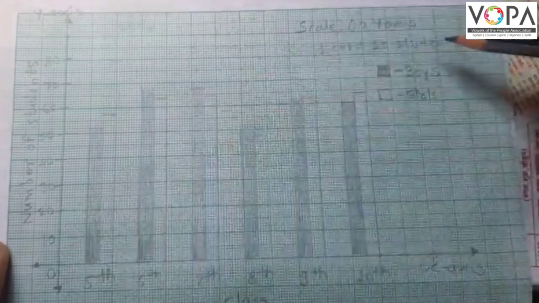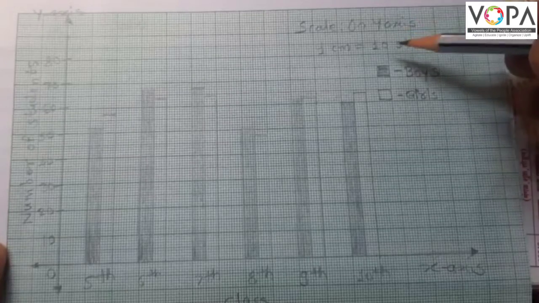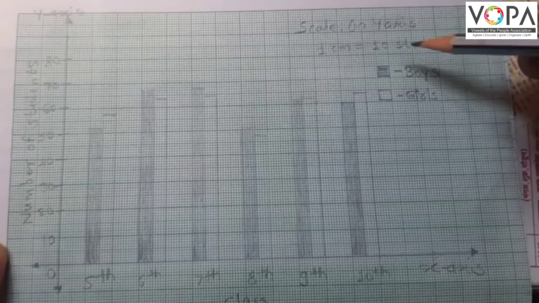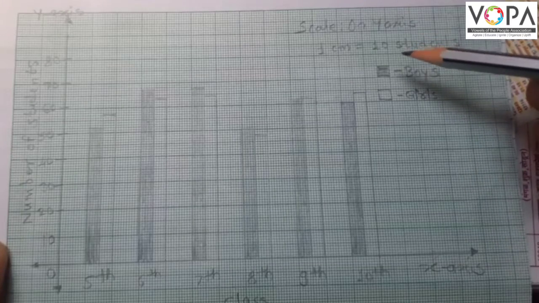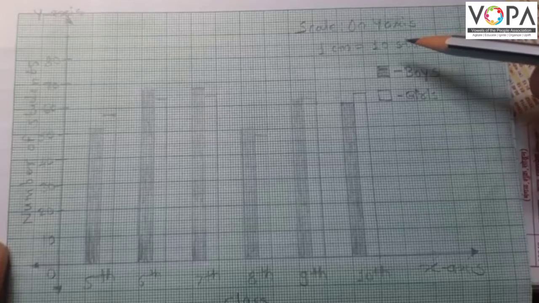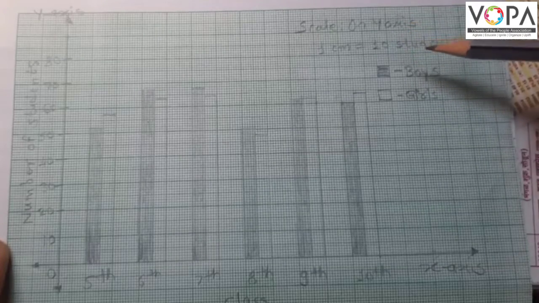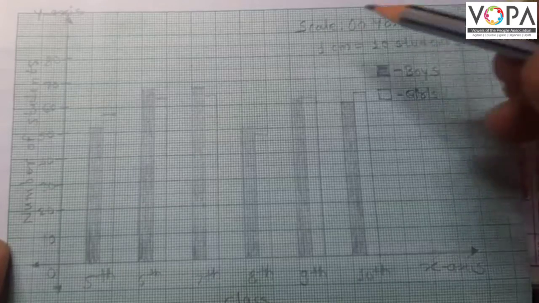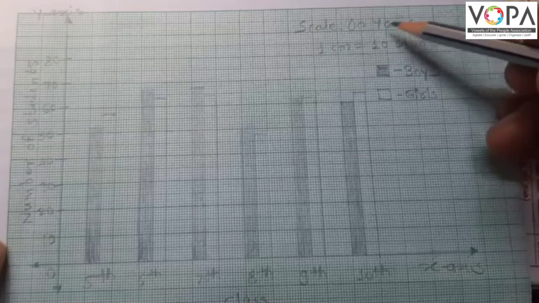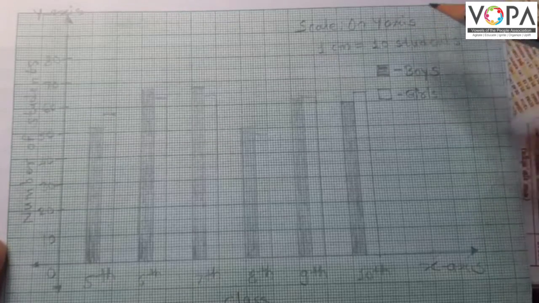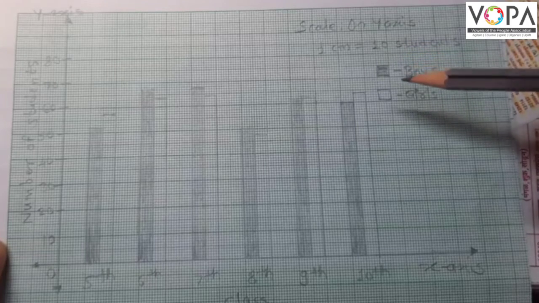Now, the important thing on the graph is scale. Without scale, we cannot read and cannot draw any graph. So, in the question, observe the number of boys and girls. In the question, the minimum number is 48 and the maximum number is 68. Therefore, we have to take a scale. 1 centimeter is equal to 10 students on the y-axis. The scale depends on the minimum and maximum number in the example.